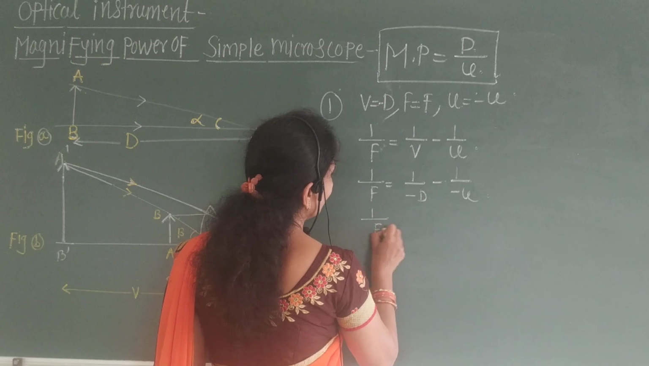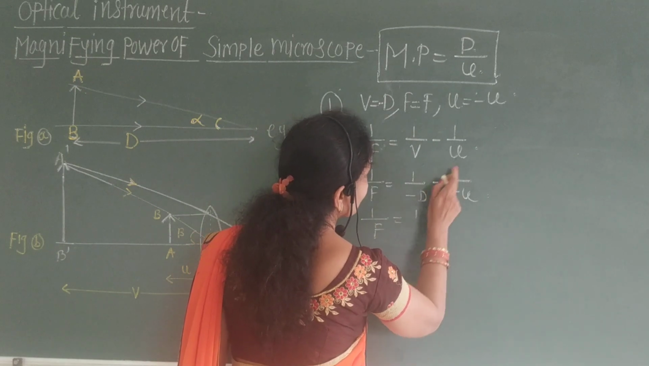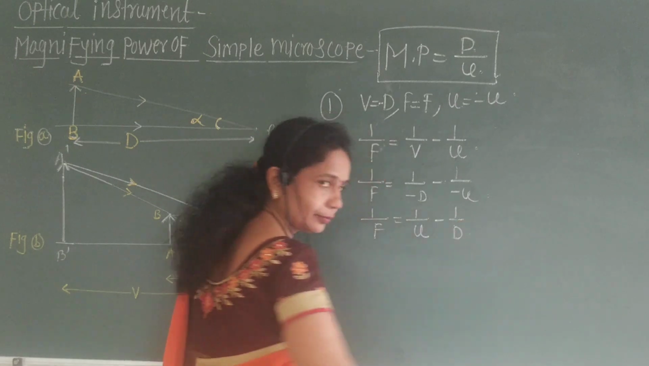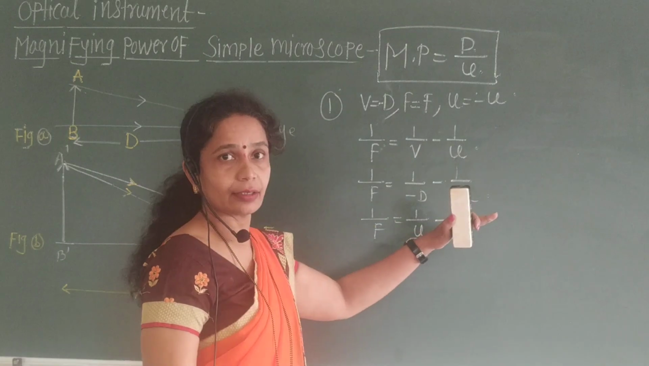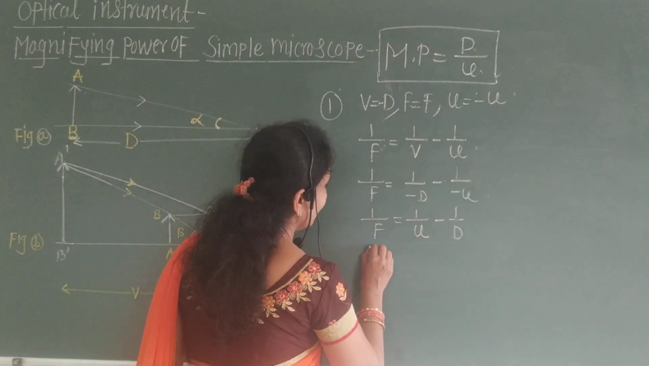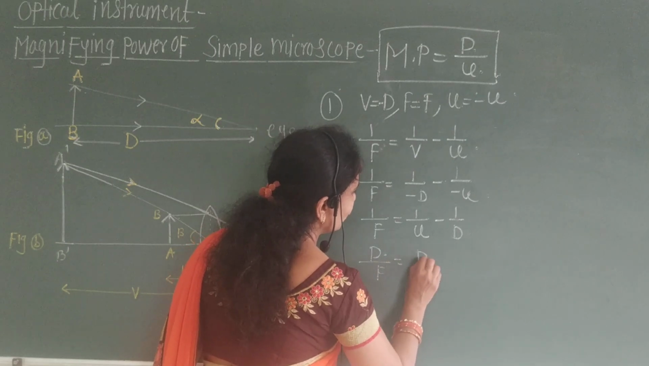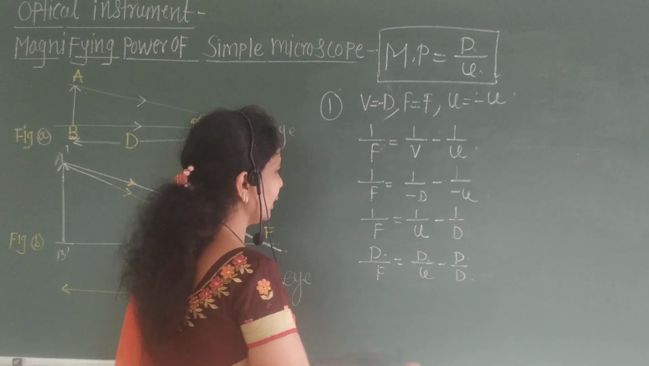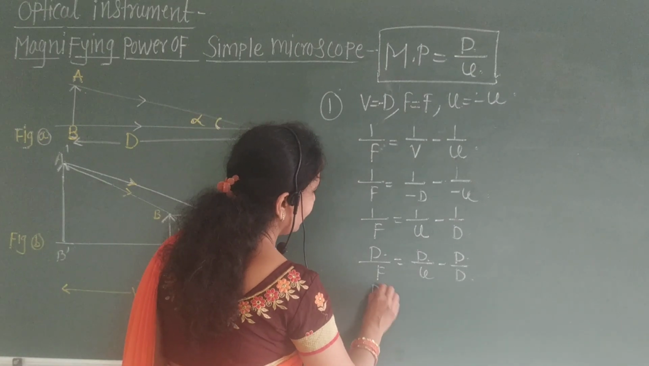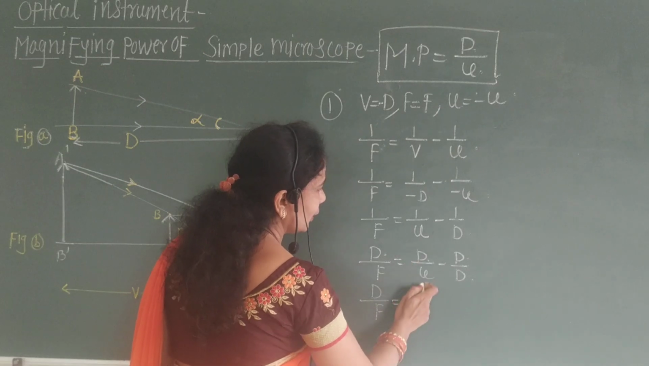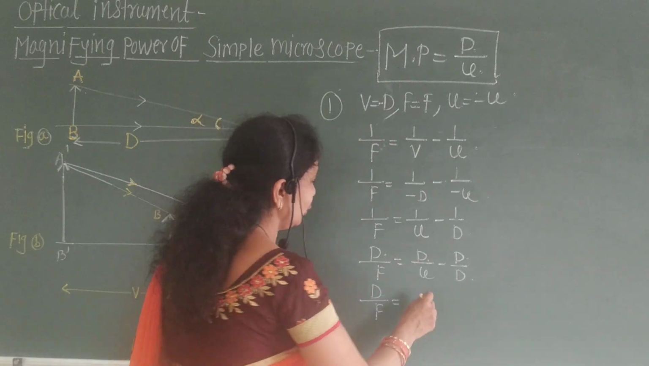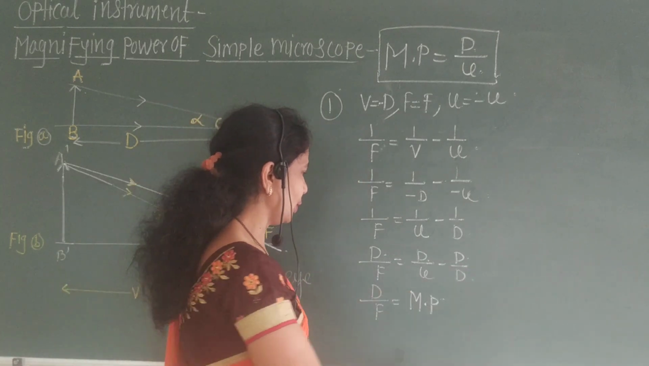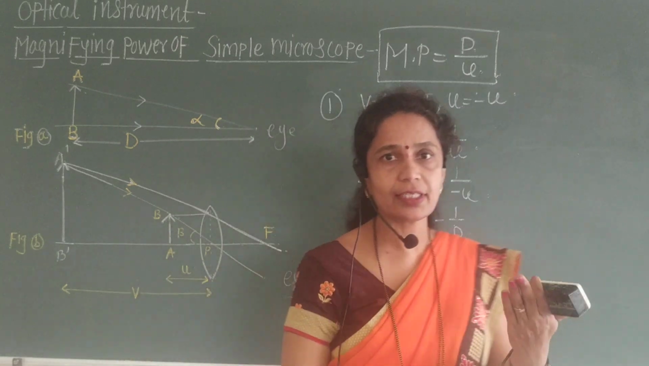Therefore, 1 upon F is equal to, this is minus minus plus, therefore 1 upon U minus 1 upon D. Okay. And multiply this equation by the capital D. Therefore, D upon F is equal to D upon U minus D upon D. Okay. Then what do we get here? See this, D upon F is equal to D upon U. What is the D upon U? D upon U is MP, magnifying power of a simple microscope, minus 1. D upon D is 1.